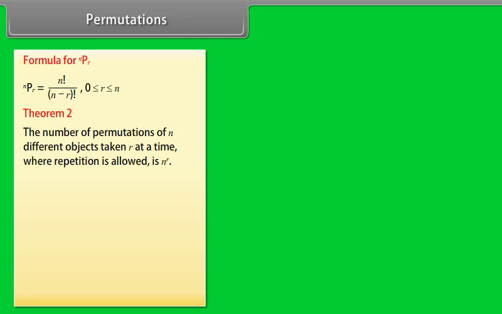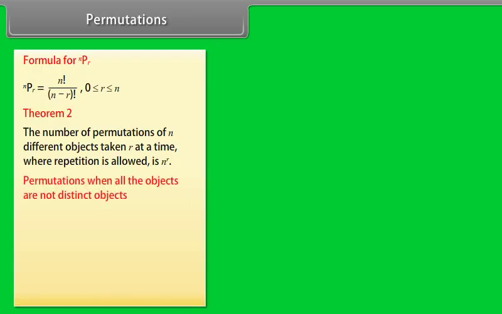Permutations. Formula for nPr. nPr is equal to n factorial by n minus r factorial, where 0 is less than or equal to r is less than or equal to n. Theorem 2. The number of permutations of n different objects taken r at a time, where repetition is allowed, is n raised to power r.